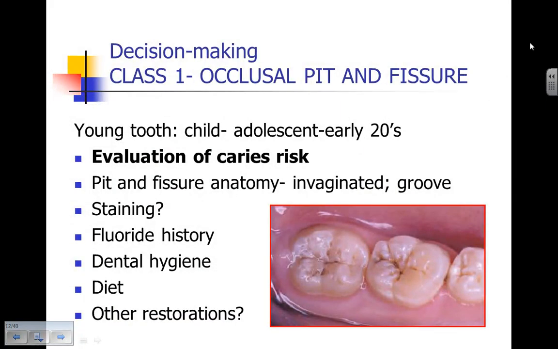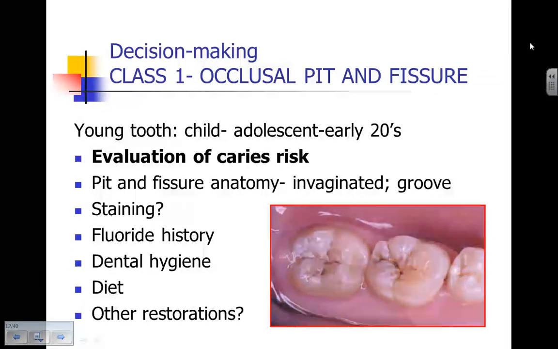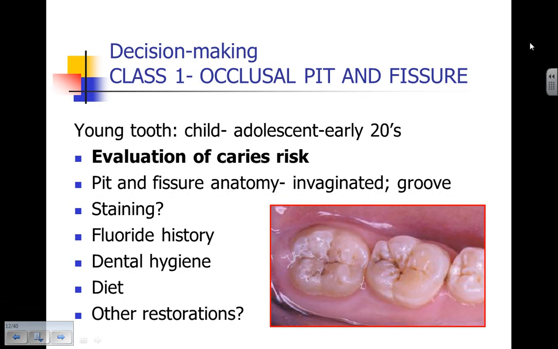So we see changes to the occlusal surface and we make a decision. How are we going to intervene? How are we going to make our decision? And we can really divide, when we evaluate teeth, when we evaluate patients, we can break them into categories. We can look at the young tooth, the tooth that's just erupted in the mouth. It's in the mouth for less than 10 years. A child, an adolescent, someone in their early 20s.